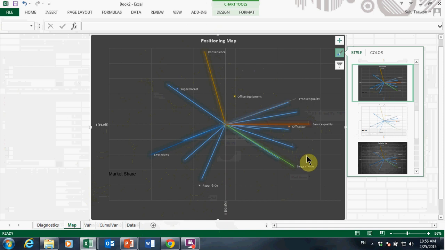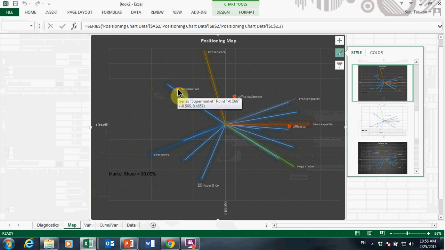And we can calculate a market share. Put your cursor on the brand and click 2 things together: shift and left click of your mouse together. You can see the market share. Office Star's market share is 60%, and Pepper & Co. 30%, supermarket 10%, office equipment 0%.